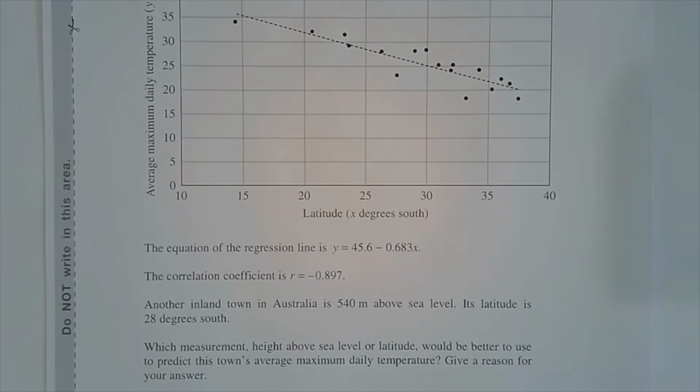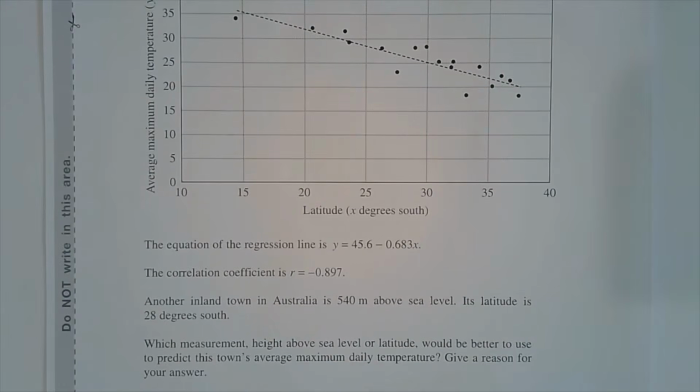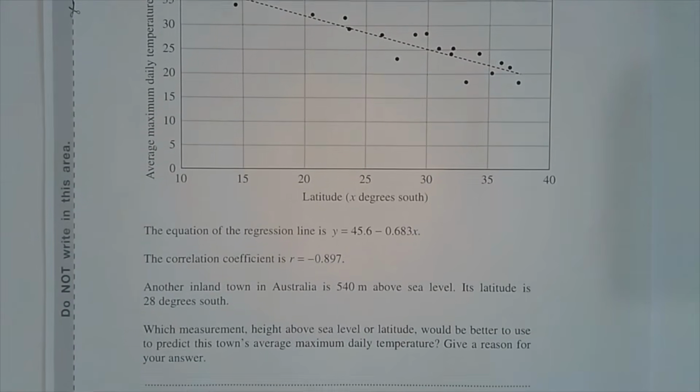Another inland town in Australia is 540 metres above sea level. Its latitude is 28 degrees south. Which measurement, height above sea level or latitude, would be better to use to predict this town's average maximum daily temperature? Give a reason for your answer.